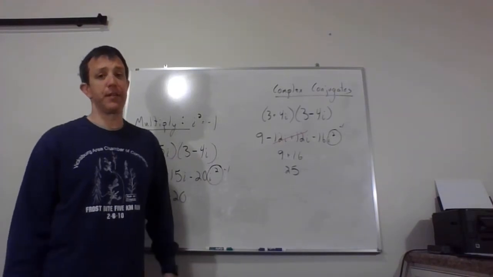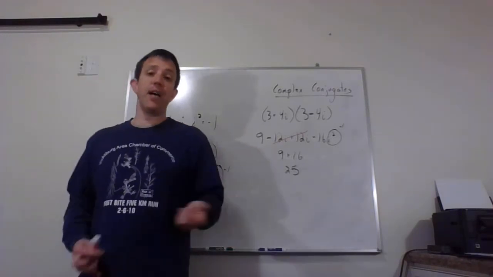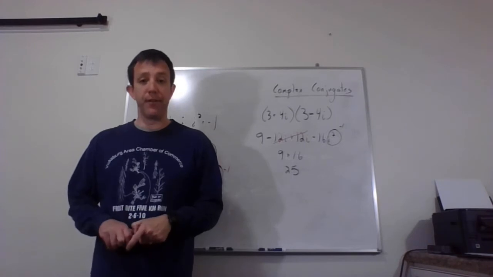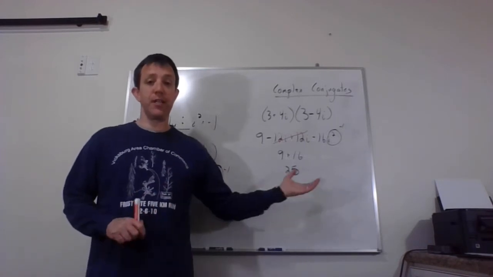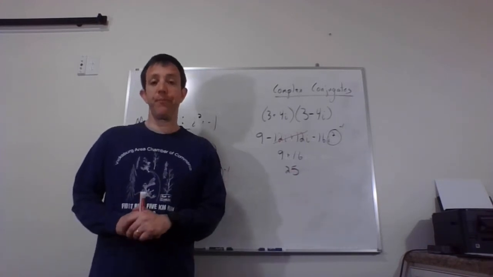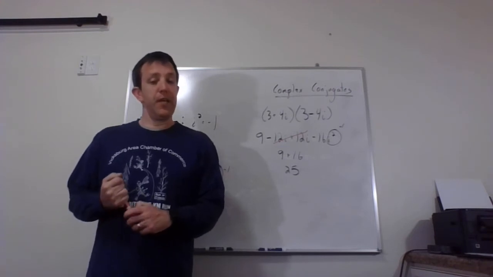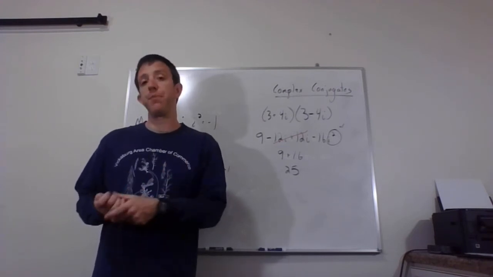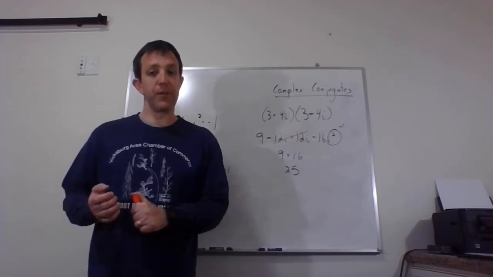We got 25 out of this. And it turns out anytime you multiply complex conjugates together, you always get just a nice, normal, real number. And that's super awesome. It's going to be very useful here on the next board when we start dividing. So let's get there.